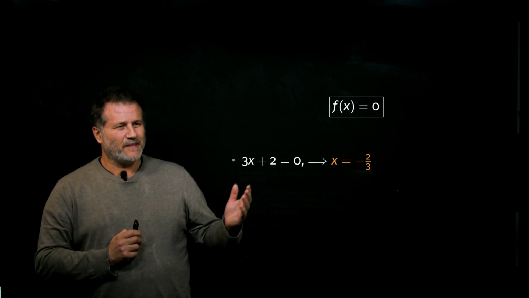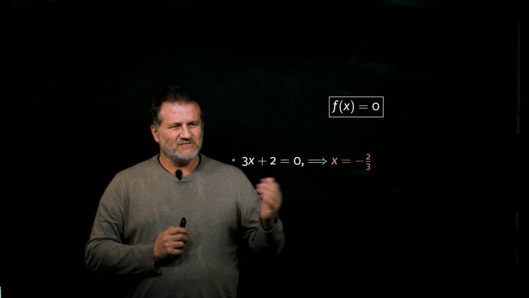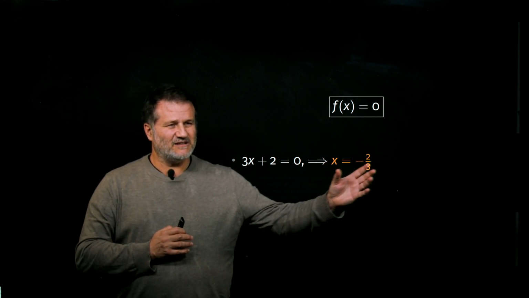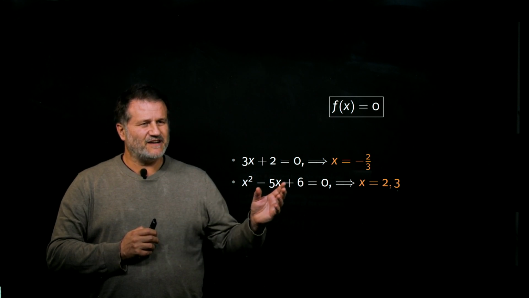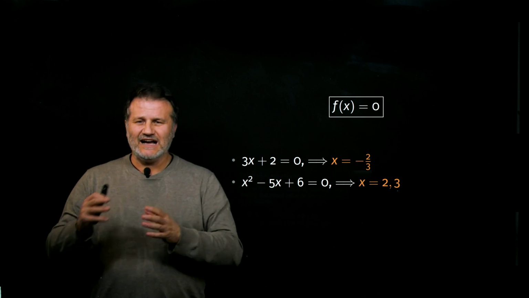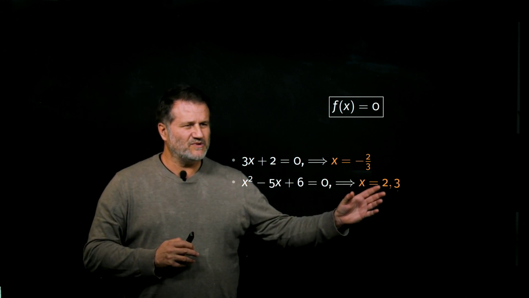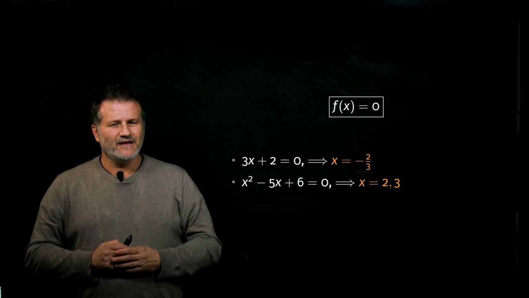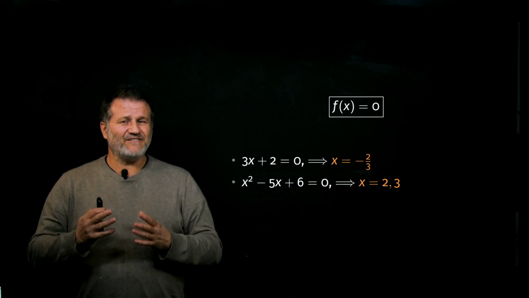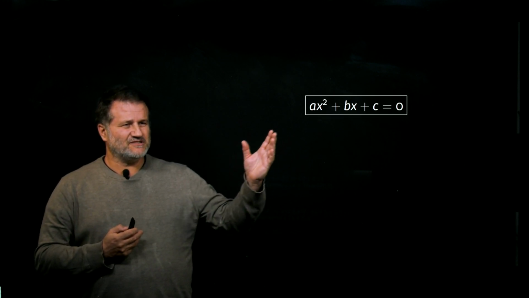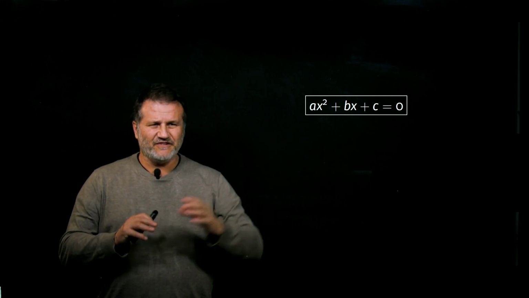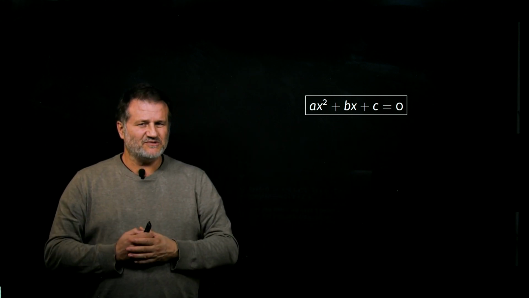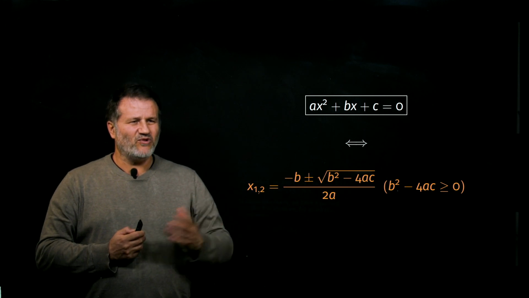So, for example, the equation 3x plus 2 equals 0 has solution x equals minus 2/3. The second degree equation x squared minus 5x plus 6 equals 0 has solutions x equals 2 and 3. In cases like these, we have a general formula. For instance, for quadratic equations, ax squared plus bx plus c equals 0, with a different from 0 to have a proper second degree equation, we have the well-known formula.